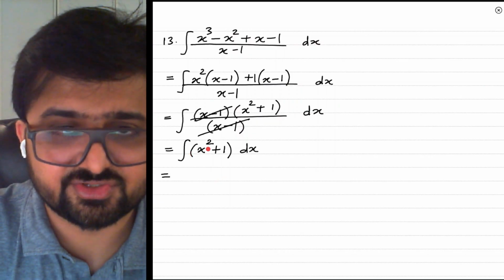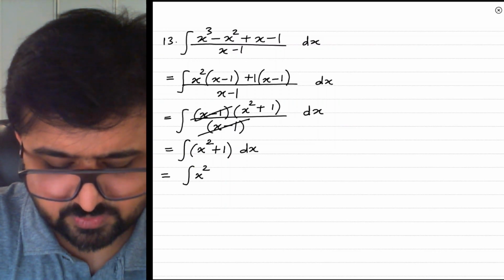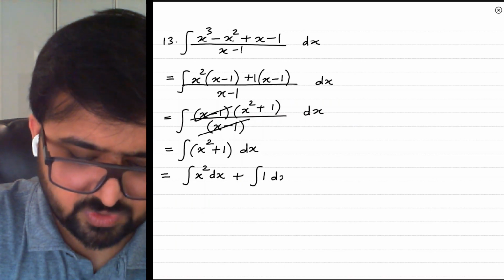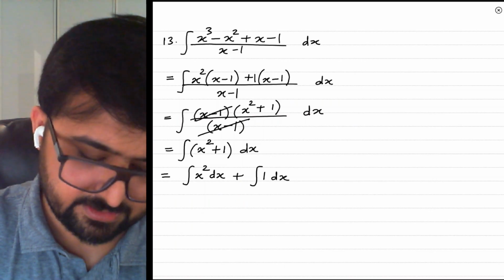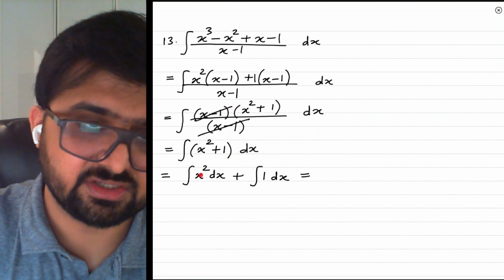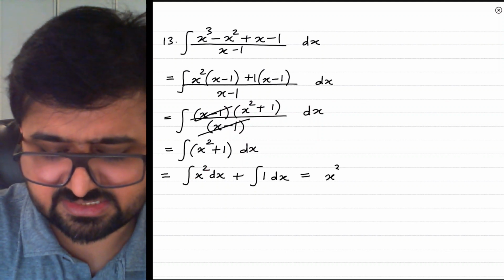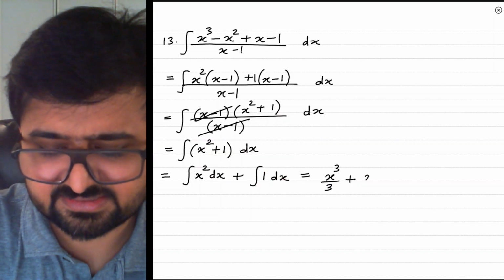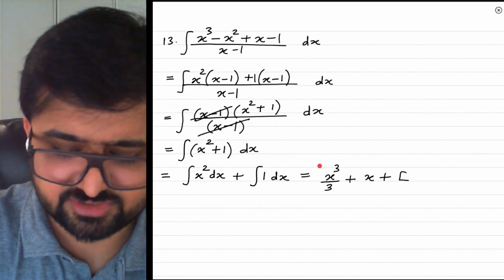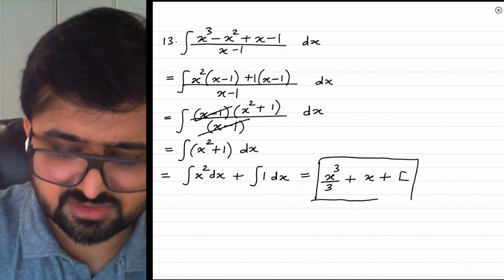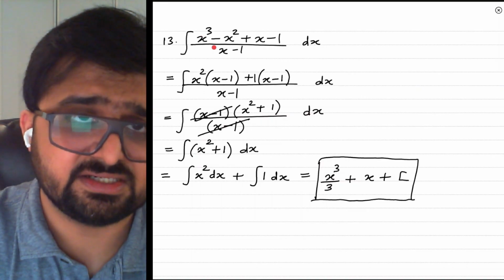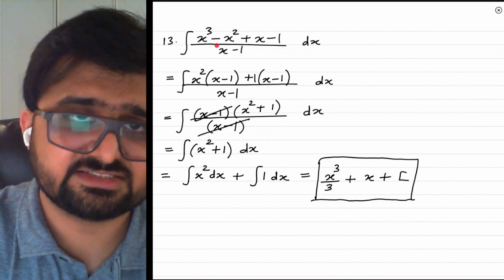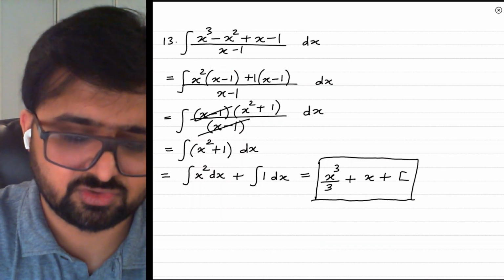Now, just split the integration in those two: integral of x squared dx plus integral of 1 dx. Okay. Now, integral of x squared is x cubed by 3, plus integral of 1 dx is x, plus add a constant term c, and that's your result. Since this basic simplification was possible, we just took that x squared common and this term turned out to be the same.